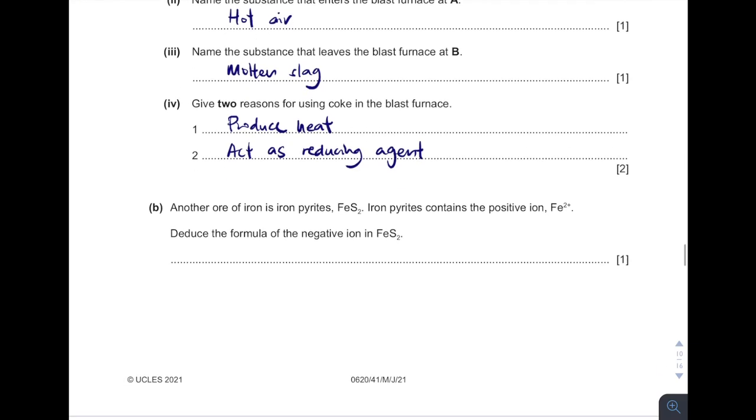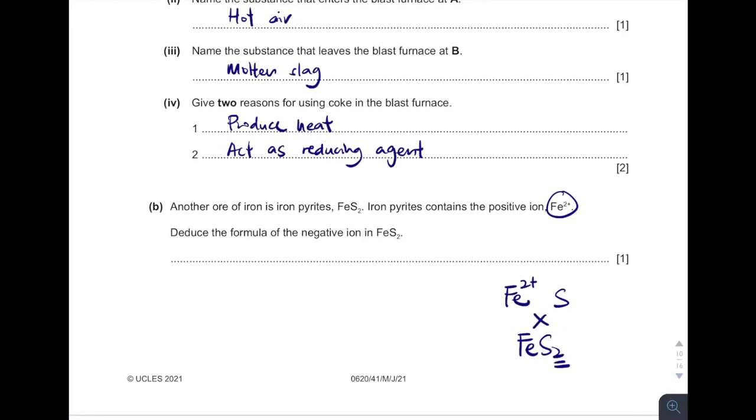Okay, next one, deduce the formula of the negative ions. Given to you, Fe2+. Remember the cross method. So how do you get the formula FeS2 again? Cross method, bring the 2 back to the Fe2+. It is 1 over here, when you bring the 1 back to S, it is S negative. So the formula is S negative 1.